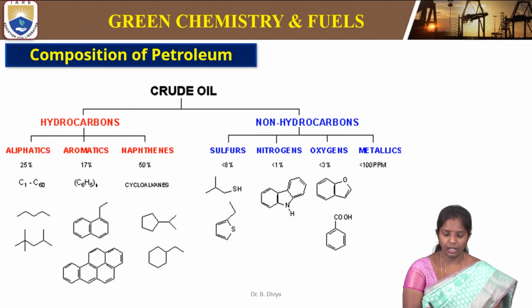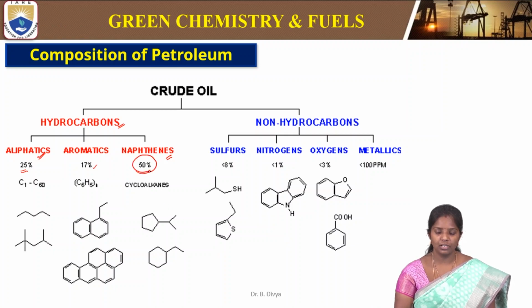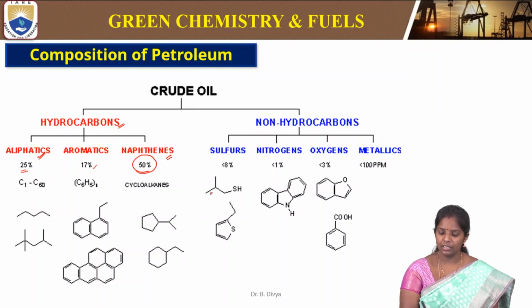Then if we see the hydrocarbons, it is the aliphatics that are present, aromatics and naphthenes. Aliphatics with a 25% composition, aromatics of 17%, and 50% are naphthenes, cycloalkanes are 50%. Non-hydrocarbons are containing sulfurs, nitrogen, oxygen, and metallics.